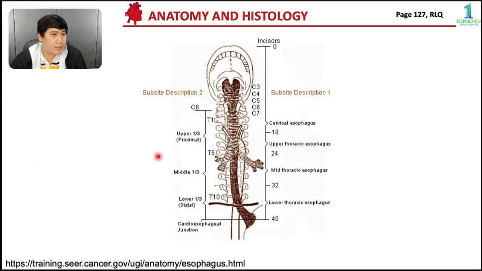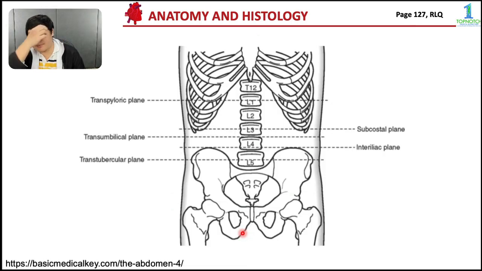So let's go through this one by one. Your esophagus, again, will start at C6. It will end at T10. Upon entering the esophageal hiatus, it ends, at T10, to join your stomach.